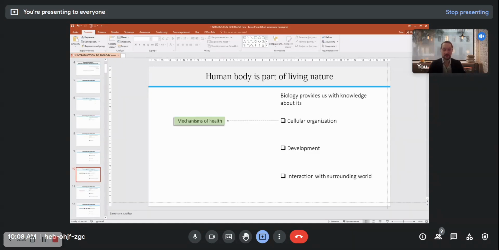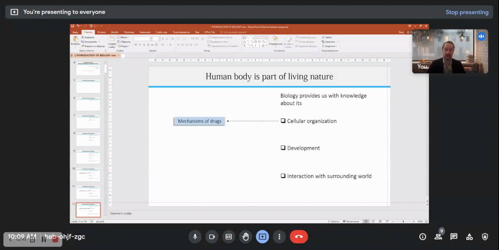Knowledge about cellular organization will give you an understanding of mechanisms of health when you study physiology, because physiology is based on knowledge about the cellular organization of the human body. Also, knowledge of cellular organization will help you understand mechanisms of disease, because when you study pathological physiology, you will study cellular mechanisms that underlie the development of different diseases of the human body.